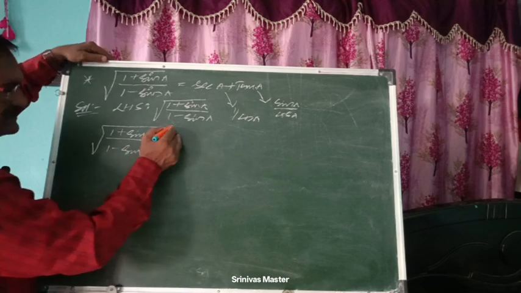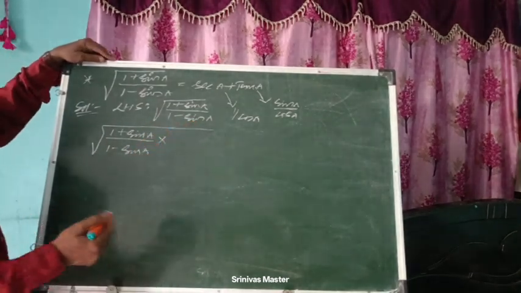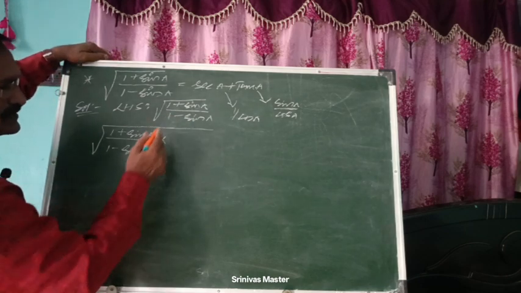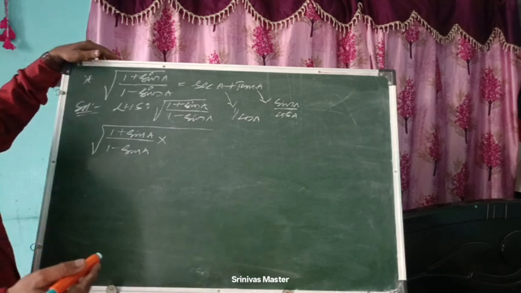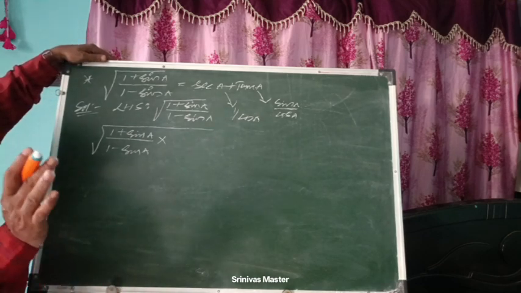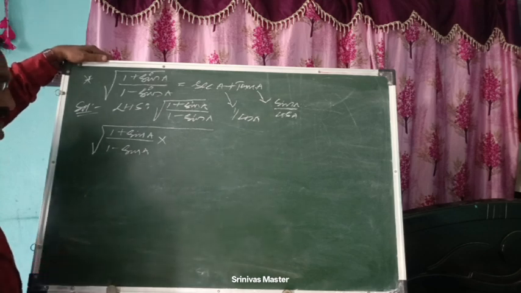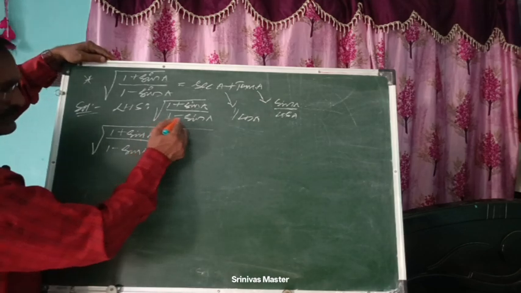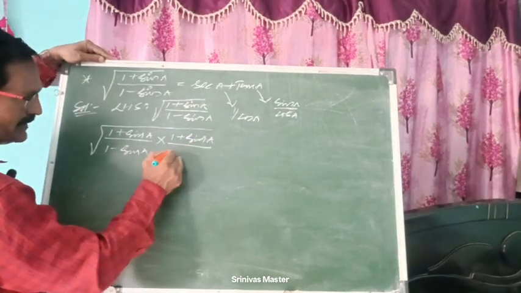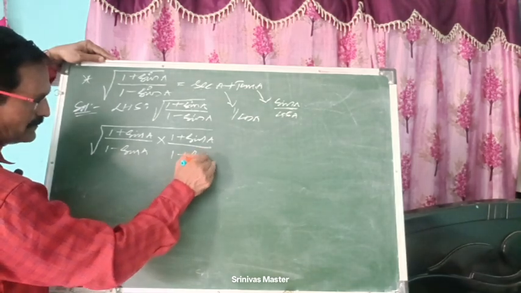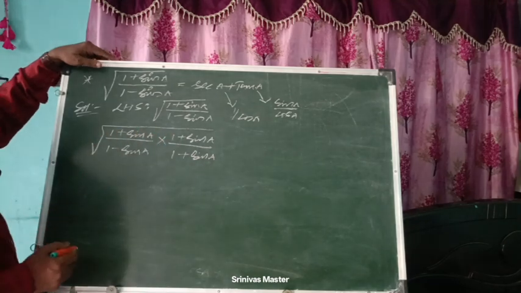Rationalizing of denominator I told you, children, you learned in the 9th standard. If the sign between the two terms is minus, you take plus. That means the rationalizing factor of A plus root B is A minus root B, because by adding both terms you get a rational number, and by multiplication also you get a rational number. That is the concept of rationalizing. So for 1 minus sin A, we take 1 plus sin A by 1 plus sin A, that means multiplying and dividing numerator and denominator with 1 plus sin A.